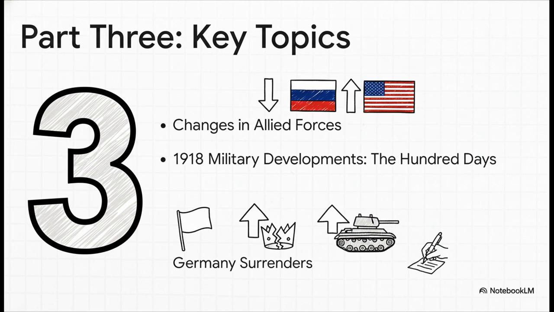This all set the stage for the final act in 1918, Germany's last desperate gamble, the Ludendorff Offensive and the decisive Allied counterattack, the 100 Days Offensive. Finally, you need to know why Germany ultimately collapsed and surrendered, from the crippling naval blockade at home to the Kaiser's abdication and the signing of the armistice.